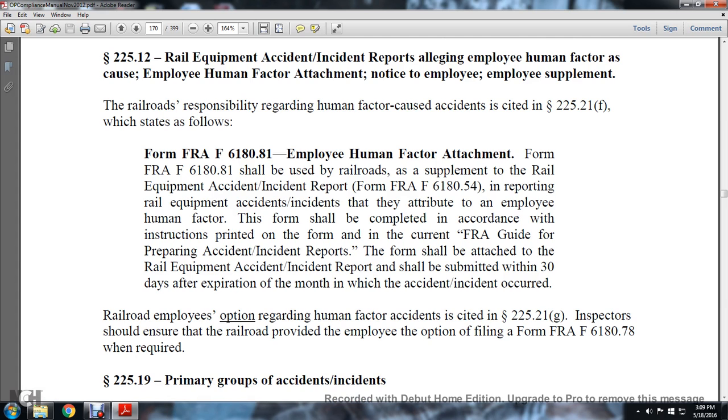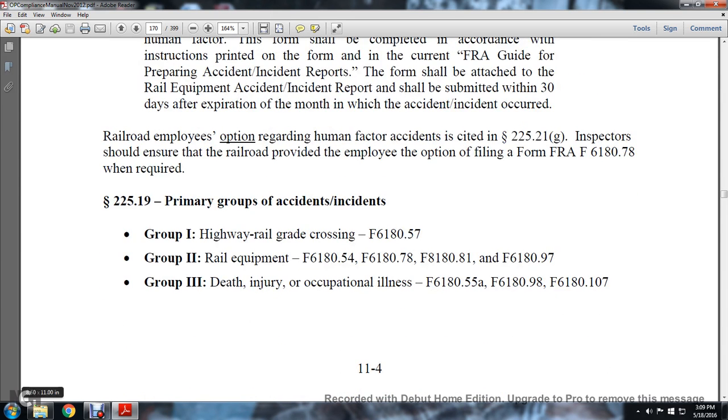Inspectors should ensure that the railroad provided the employee the option of filing the FRA 6180-78 when required. All right, 225.19, primary groups of accident incidents. Group 1, highway railway grade crossing: 6180-57, railway equipment 6180-54, 6180-78, 6180-81, and 6180-97. Group 2.